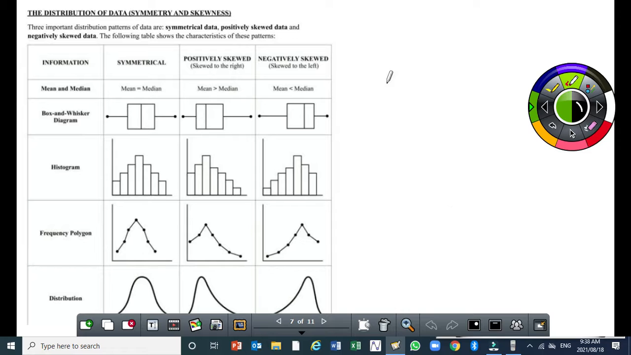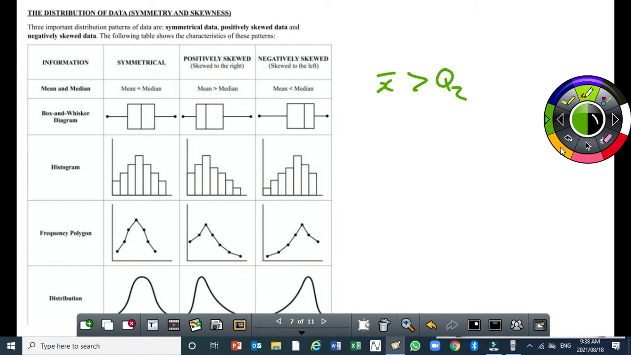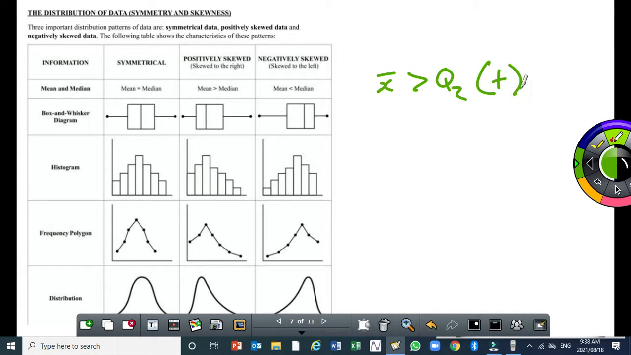If X bar is greater than Q2, I hope you are aware that the median is denoted by Q2. We did that in grade 10. So if we have that, then this is positive skewness, or skewed to the right. If X bar is less than the median, then the data set is said to be negatively skewed, or is skewed to the left.